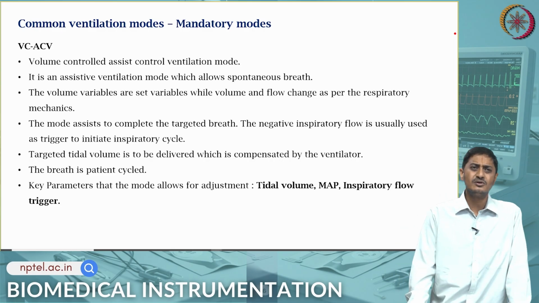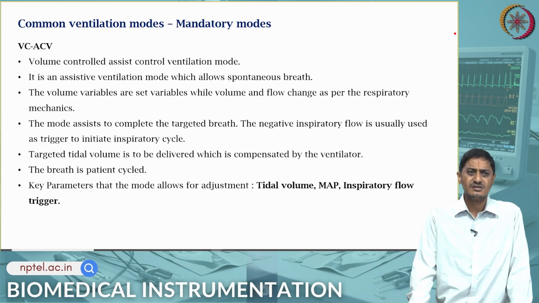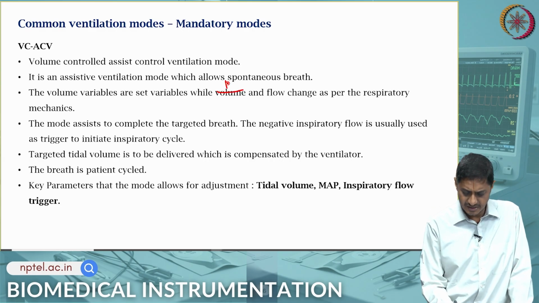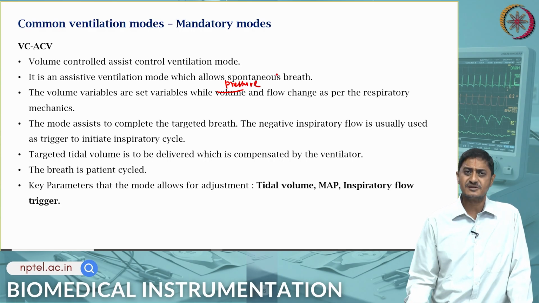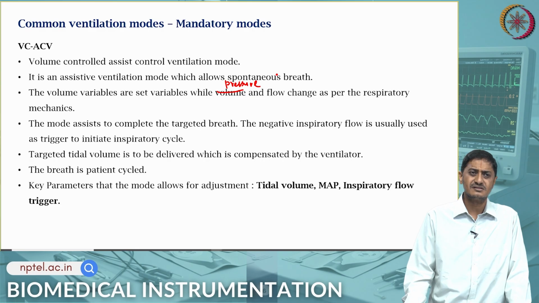Then you have volume controlled assist control ventilation mode. This is again an assistive mode that allows spontaneous breaths. Volume is the set variable, whereas pressure and flow change as per the lung mechanics or the condition of the lung. This assists to complete the breath as the patient initiates. Again, it is a negative inspiratory pressure that is usually used.